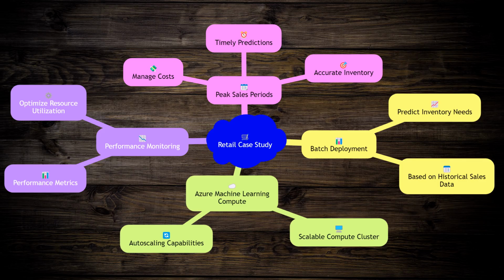To illustrate the concepts discussed, let's consider a real-world case study. A retail company uses batch deployment to predict inventory needs based on historical sales data. By configuring Azure Machine Learning Compute, they set up a scalable compute cluster with auto-scaling capabilities. They monitor performance metrics and optimize resource utilization to handle peak sales periods efficiently. This approach helps them manage costs while ensuring timely and accurate inventory predictions.